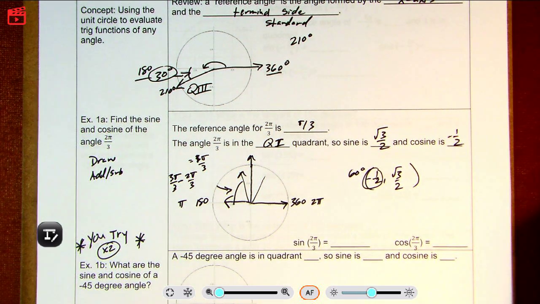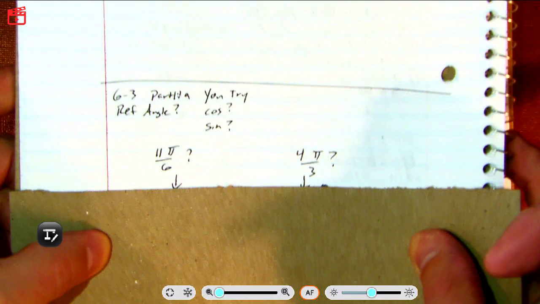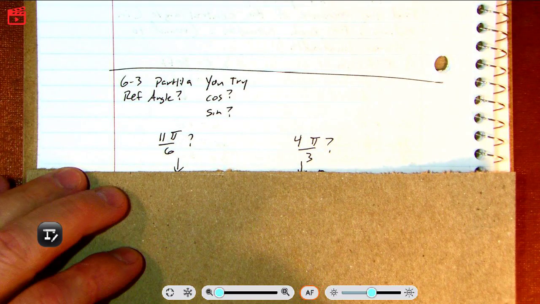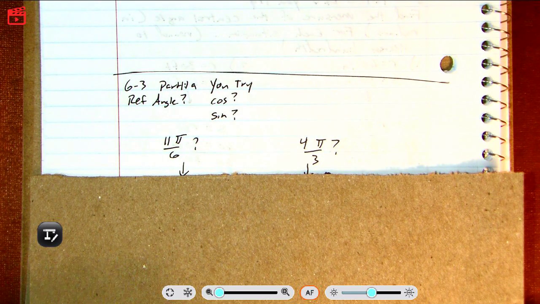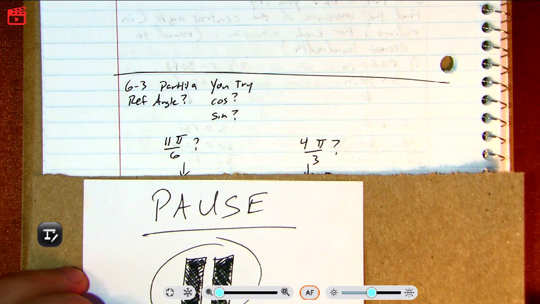Okay, so here are a couple of tries. I got 2 of them right there. Try to find the cosine, the reference angle, and the cosine and sine for those two without cheating and looking at the unit circle. Go ahead and pause and do that.